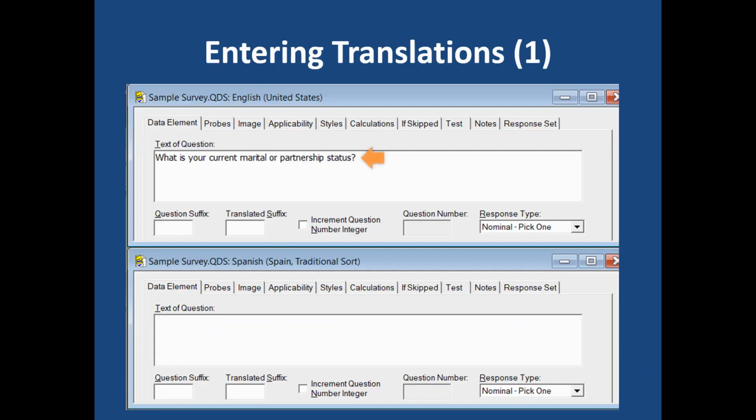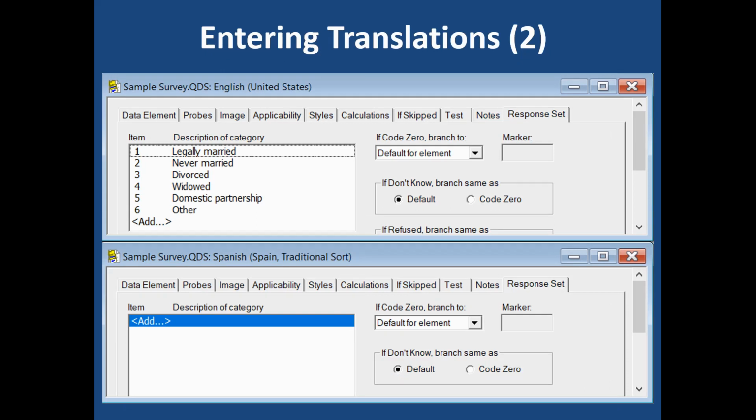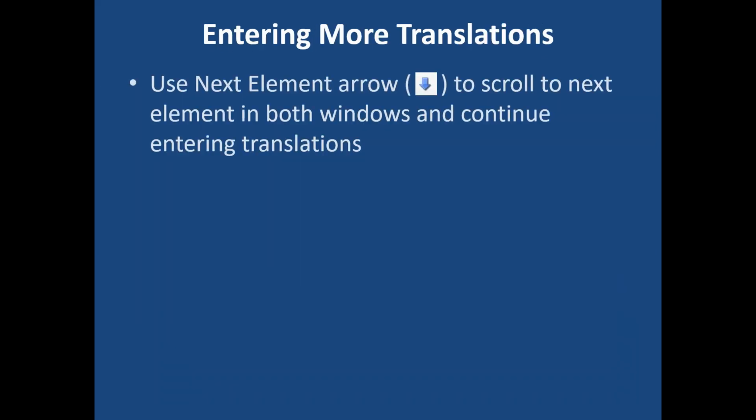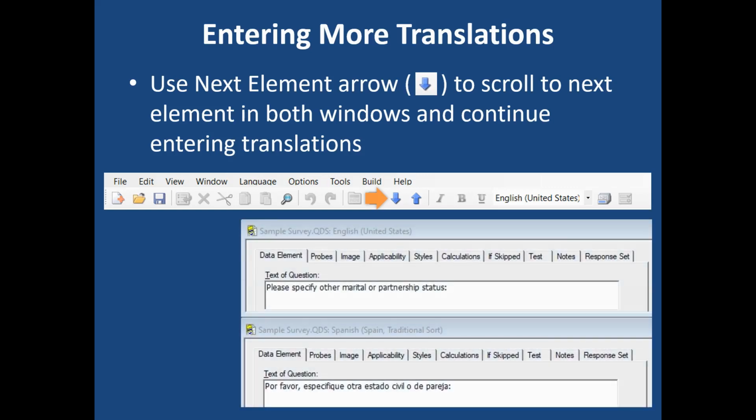Then you can open a data or information element in each window. The text box for the new language will be empty, and you can enter or copy and paste in your translation. For response types, such as a Pick 1, go to the Response Set tab. Again, the new language response text will be blank, and again, just enter or copy and paste in translations for each response option. To enter more translations, select the next element arrow to automatically scroll to the next element for both windows and continue entering translations.